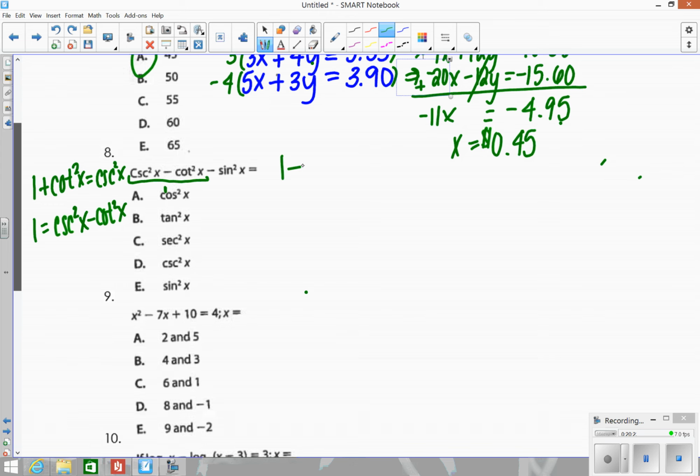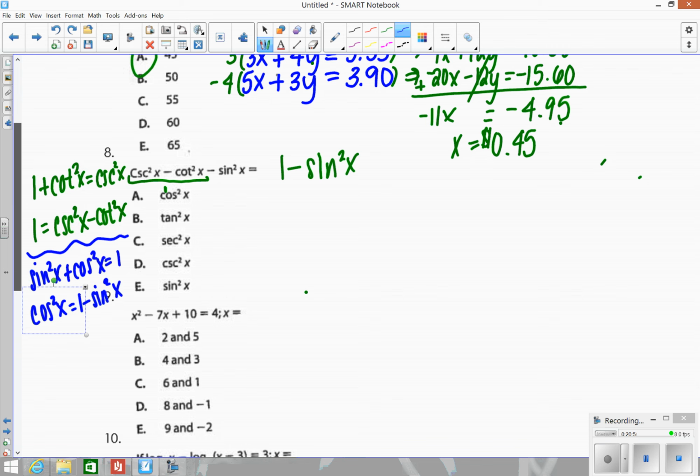So now I'm left with 1 minus sine squared of x. So the next identity, whenever we have sine squared, is your Pythagorean identity. So we have sine squared x plus cosine squared x is equal to 1. So if I subtract sine squared from both sides, I'll be left with cosine squared of x is equal to 1 minus sine squared x. So instead of 1 minus sine squared x, that's equal to cosine squared x. So just kind of using the different identities to simplify this, you get choice A.